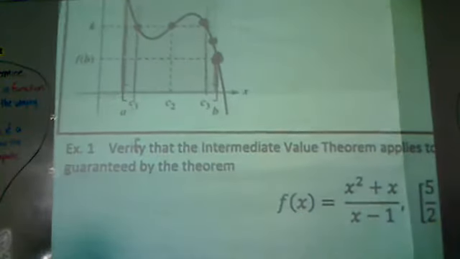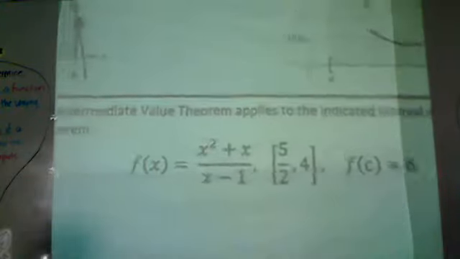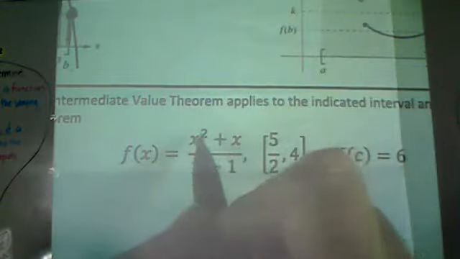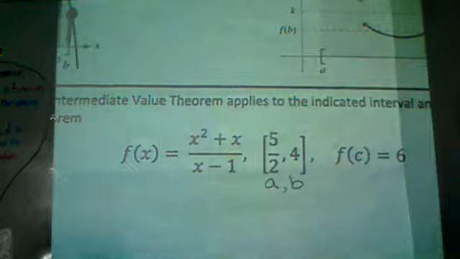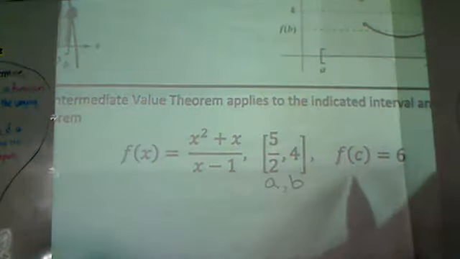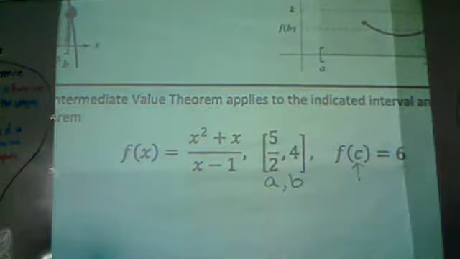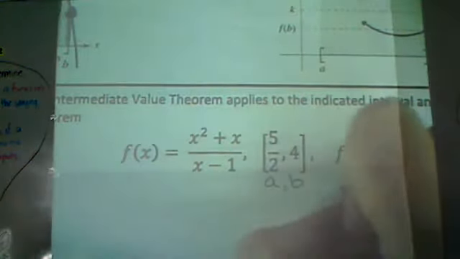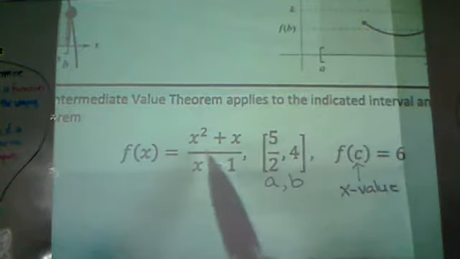Verify that the intermediate value theorem applies to the indicated interval and find the value of c guaranteed by the theorem. Here's our function. Here's our a and our b. And then they want us to find the value of c, the x value that we need, such that if we were to plug it into this function, we would get a 6.